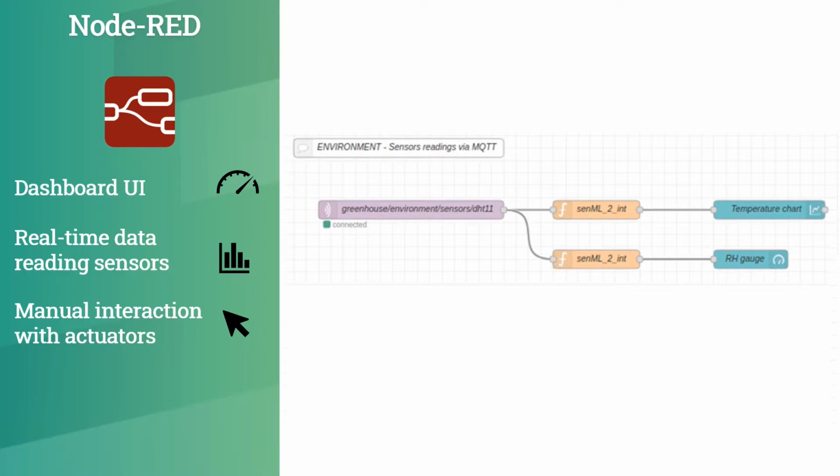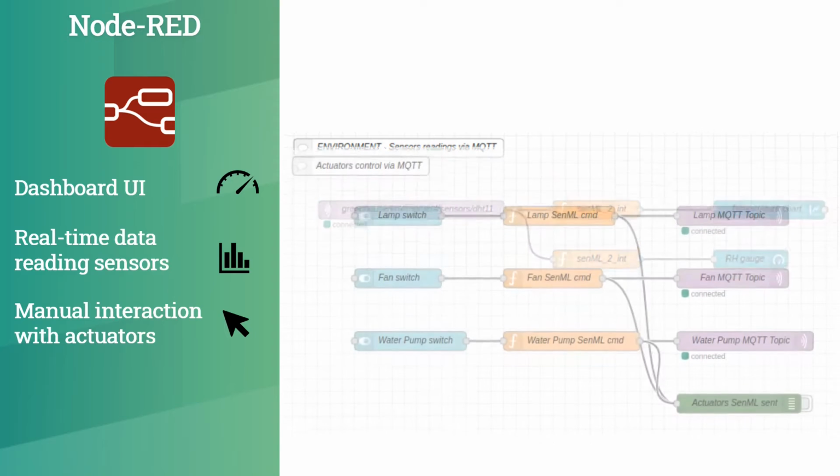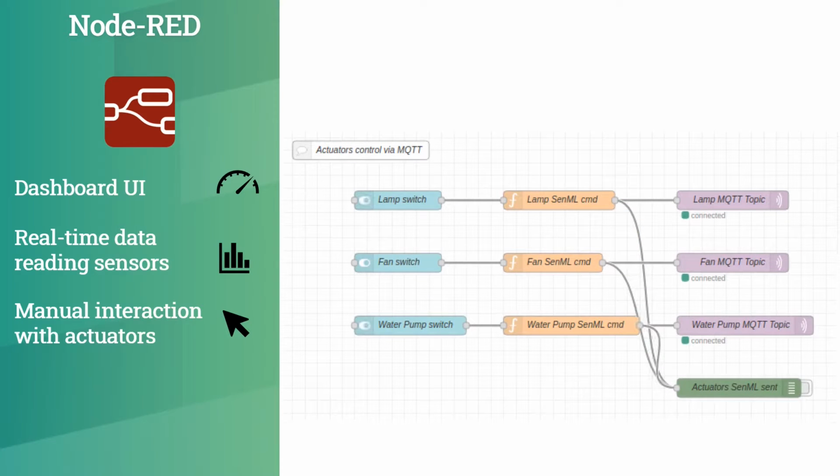The third group of flows deals with actuators. 3 switches are inserted in the dashboard for controlling the lamp, the water pump, and the fan, and the 3 respective nodes are producing a boolean value as message.payload. This message object is then passed to a function node where an appropriate SenML command is composed and assigned to message.payload, that is finally fed into an MQTT publisher node that streams the control command on the appropriate topic.